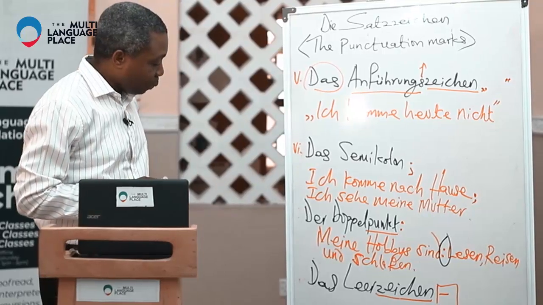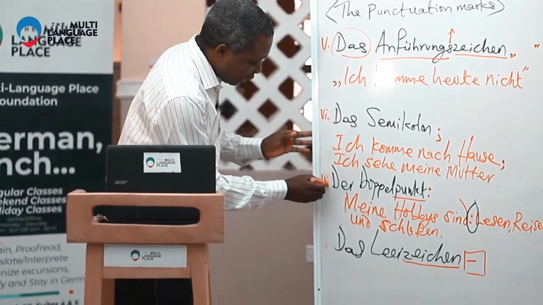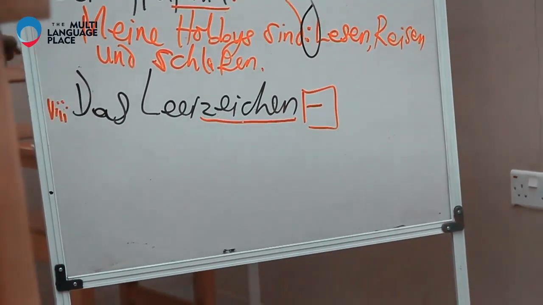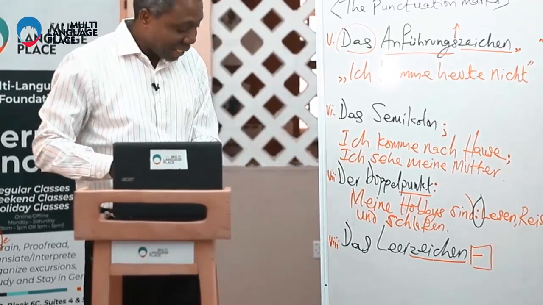So we go to, this is number 5, number 6, this is number 7, and this is number 8. That's Leerzeichen. So we go straight to number 9.